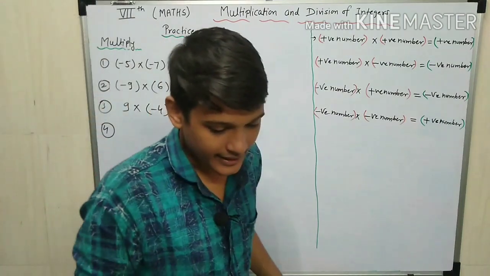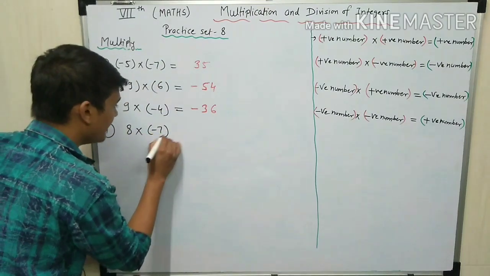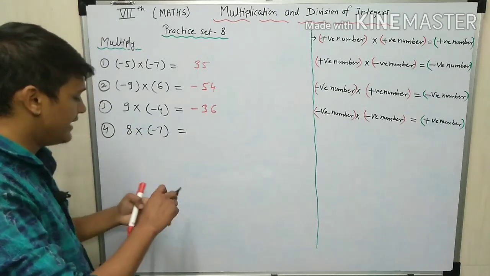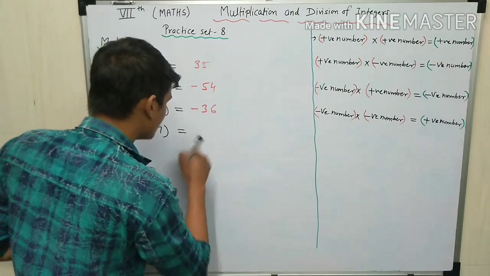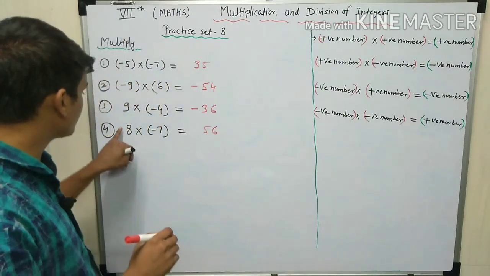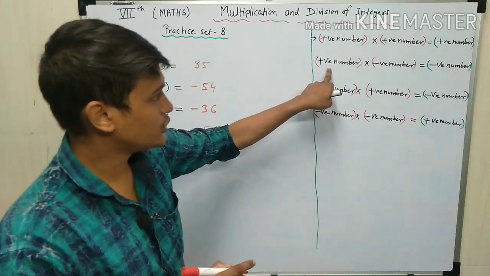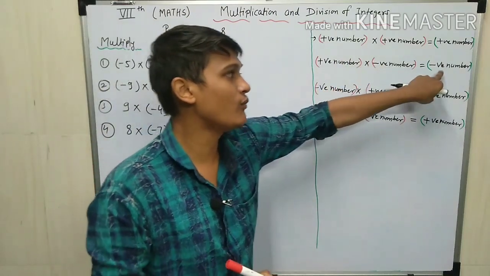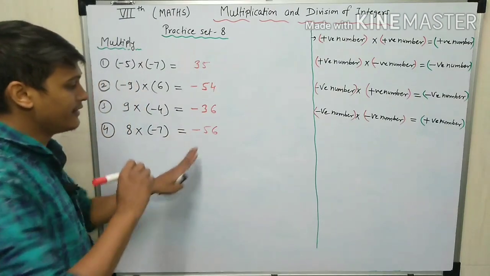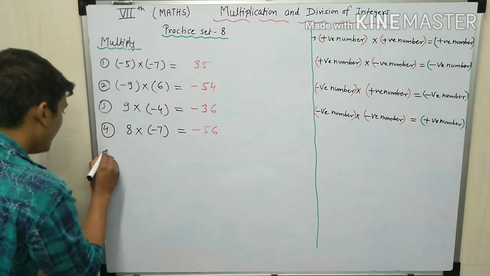Now the fourth question is 8 into minus 7. 8 into minus 7 is equal to, first we multiply only the numbers. 8 into 7, 8 sevens are 56. We can write here 56. And the sign: the first is a positive number and the second is a negative number, which is equal to a negative number. We write the negative sign. The answer is minus 56.